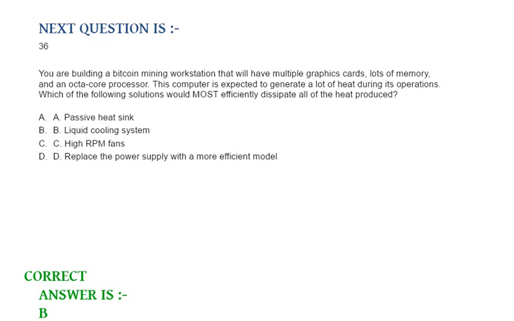Next question is, you are building a Bitcoin mining workstation that will have multiple graphics cards, lots of memory, and an octa-core processor. This computer is expected to generate a lot of heat during its operations. Which of the following solutions would most efficiently dissipate all of the heat produced? Option A. Passive heat sink. Option B. Liquid cooling system. Option C. High RPM fans. Option D. Replace the power supply with a more efficient model. Correct answer is option B.